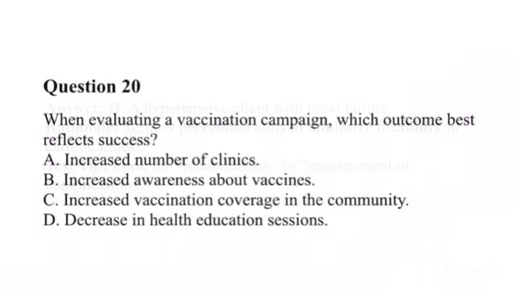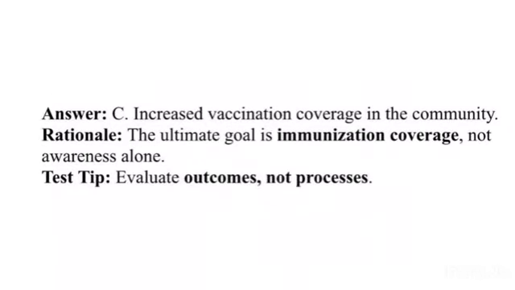Question 20. When evaluating a vaccination campaign, which outcome best reflects success? A. Increased number of clinics. B. Increased awareness about vaccines. C. Increased vaccination coverage in the community. D. Decrease in health education sessions. Answer: C. Increased vaccination coverage in the community. Rationale: the ultimate goal is immunization coverage, not awareness alone. Test tip: evaluate outcomes, not processes.